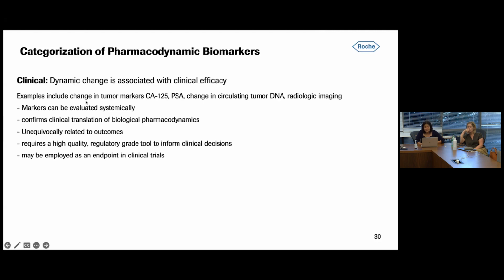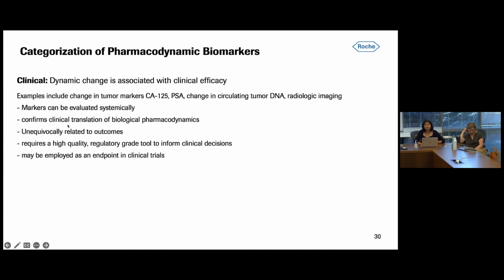Now, the nice thing about these biomarkers is that they can be evaluated non-invasively. They have to be, because you have to detect them in every patient. You can't get a biopsy in every patient. Many patients are, it's not easy to surgically biopsy every patient. So these markers have to be evaluated systemically.